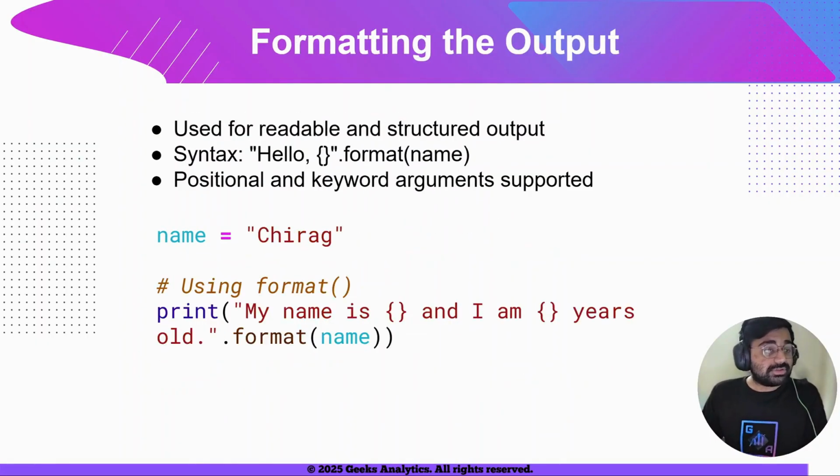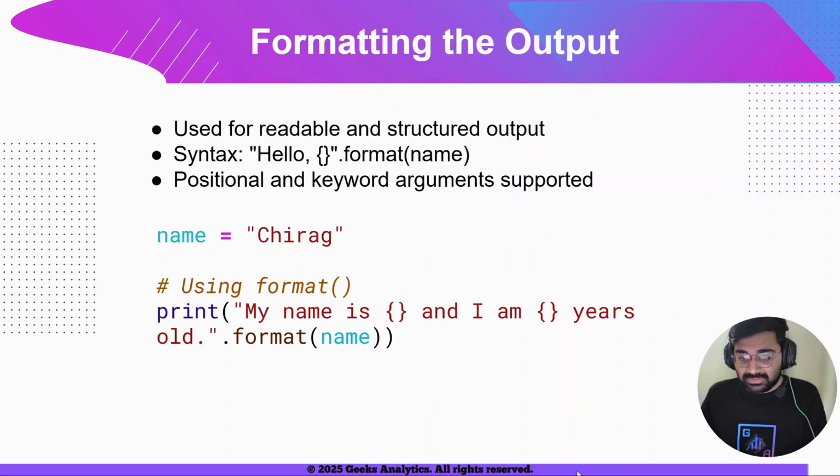Now coming to the formatting the output section. We have two functions as discussed, dot format and f-strings. Dot format is a method with which you can add string values to any print statement, using a dot format at the very end of any text mentioned inside the inverted commas of the print statement. It's very useful for creating cleaner and readable output, especially when combining text and variables.